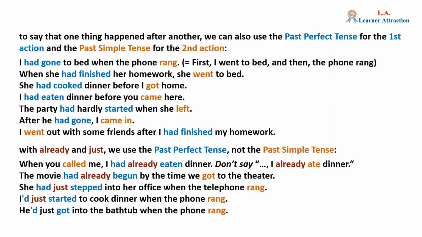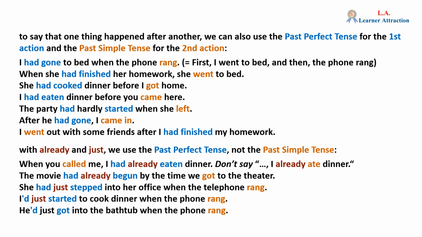To say that one thing happened after another, we can also use the past perfect tense for the first action, and the past simple tense for the second action. I had gone to bed when the phone rang. Means, first, I went to bed, and then, the phone rang. First action, past perfect, had gone. Second action, past simple, rang.